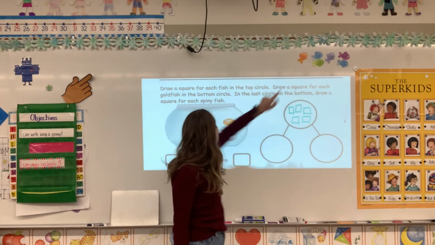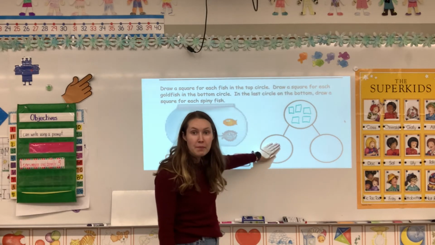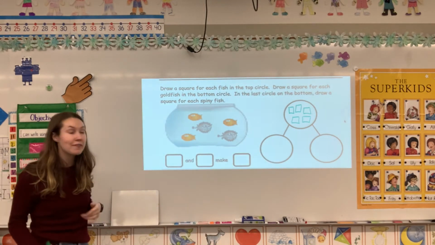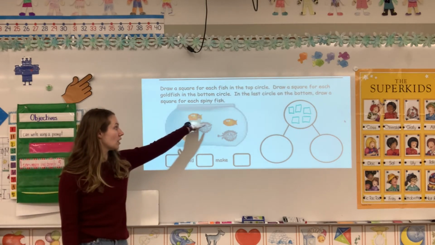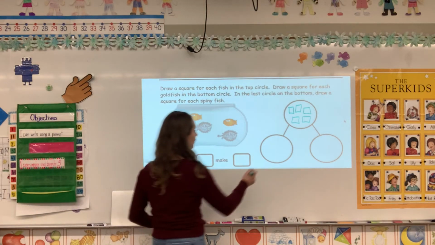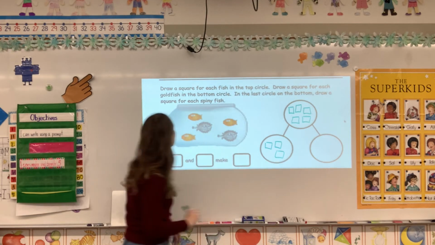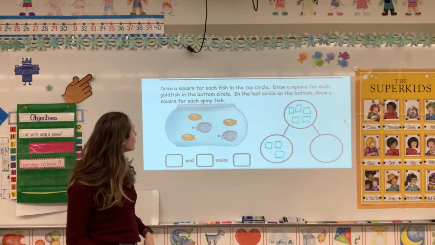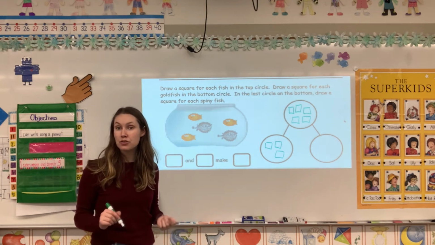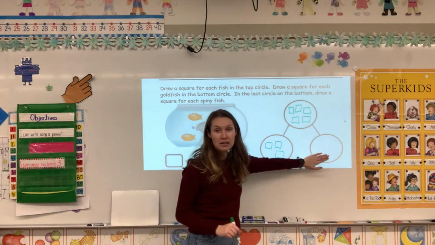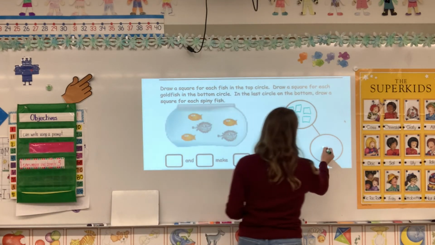Now draw a square for each goldfish in the bottom circle. So we're going to go to one of our bottom circles, and this time we're going to draw a square for each goldfish. How many goldfish do we have in this fish bowl? There are 3 goldfish, so I'm going to draw 3 squares. 1, 2, 3. In the last circle on the bottom, draw a square for each spiny fish. We have some spiny fish here. How many squares do we need to draw in our last circle? There are 2 spiny fish.